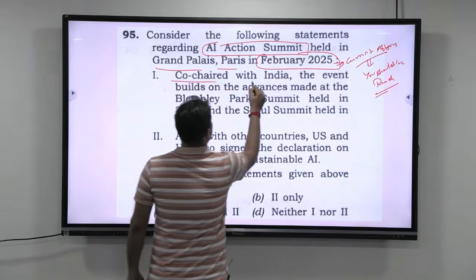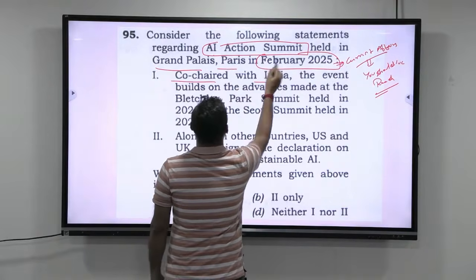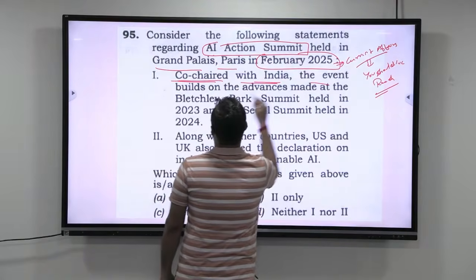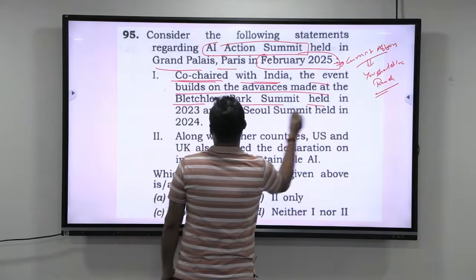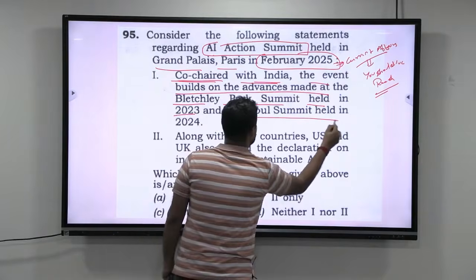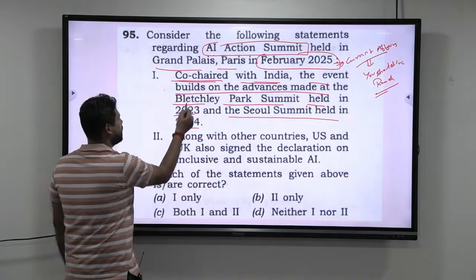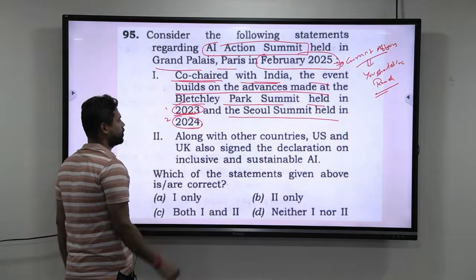The AI Action Summit is co-chaired with India. The event builds on the advances made at the Bletchley Park Summit held in 2023 and the Seoul Summit held in 2024. Look at this. Again, two variables they have asked in one statement.